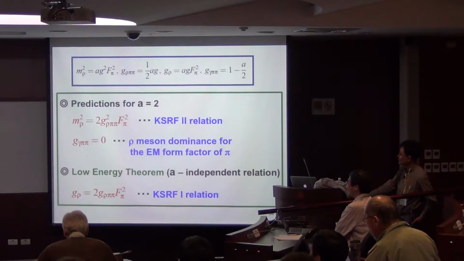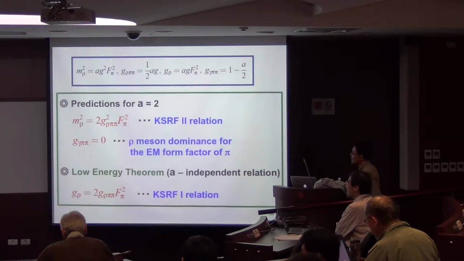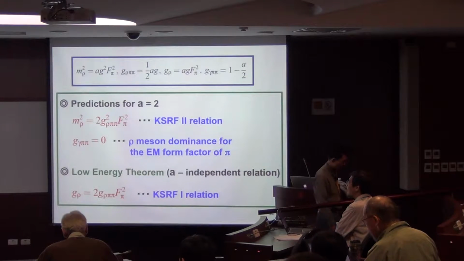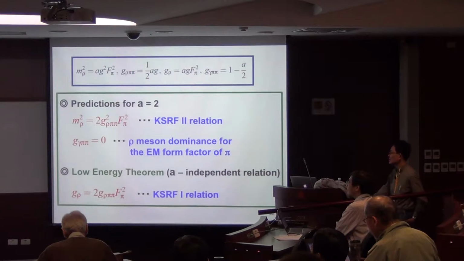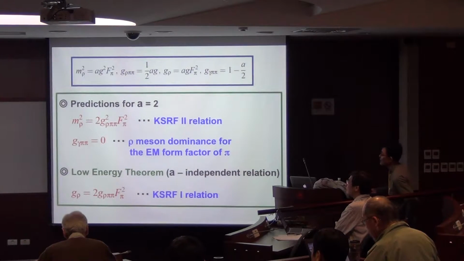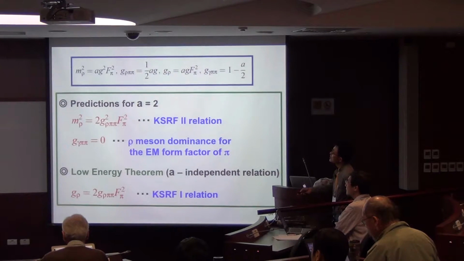Okay, then you can easily confirm this relation. Actually, this relation was known from a long time ago, more than 50 years, as the so-called KSRF relation version 1. KSRF is the name of the four people. But anyway, this relation is known as a good phenomenological relation.